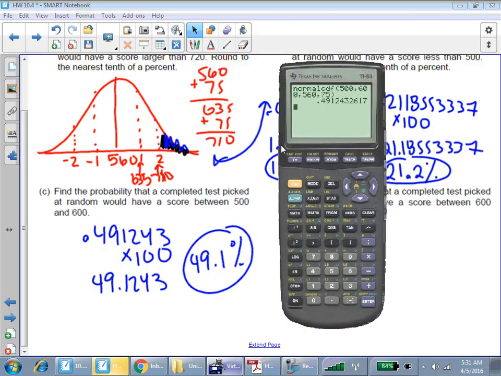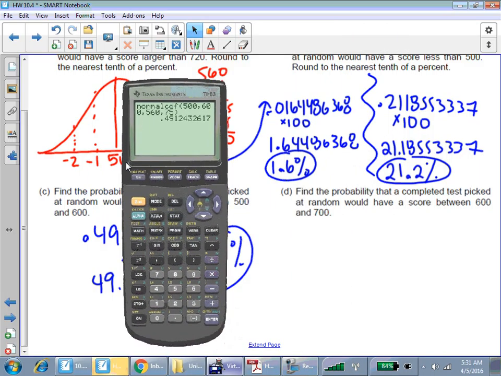Okay, we got one more to do for this question. Find the probability a completed test at random would have a score between 600 and 700. So again, one more time. What's really important, especially because not all of you have calculators at home, is I want you to take a second to write in how you would do this in the calculator.